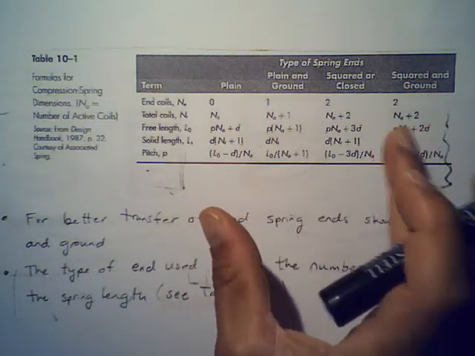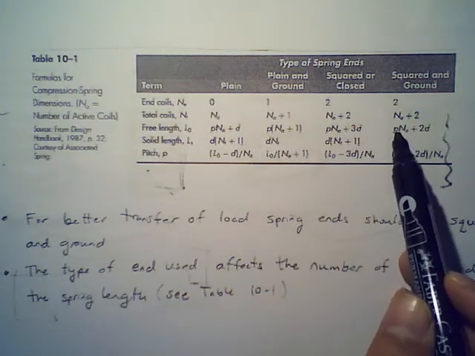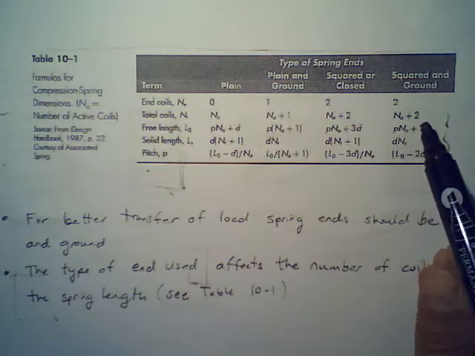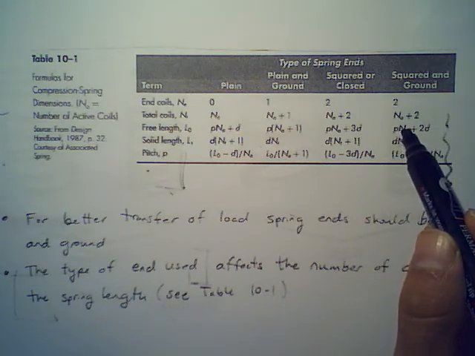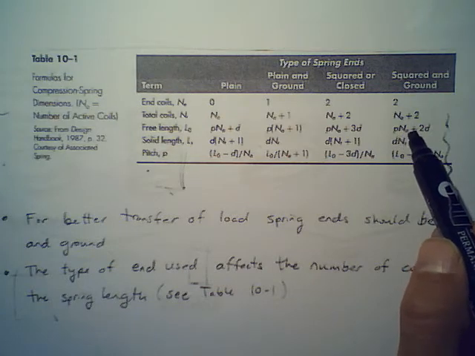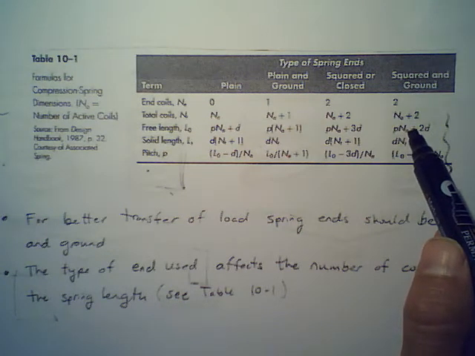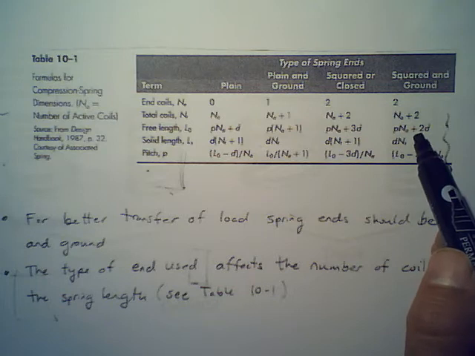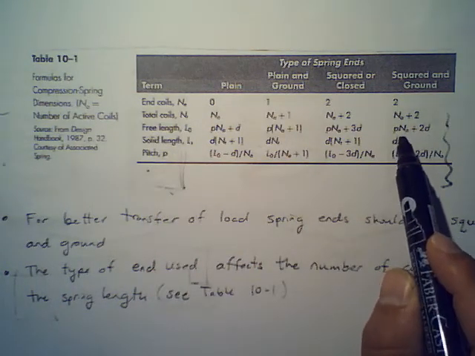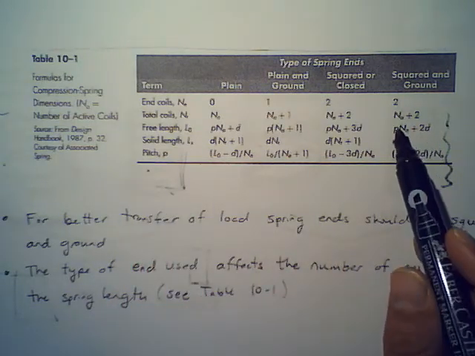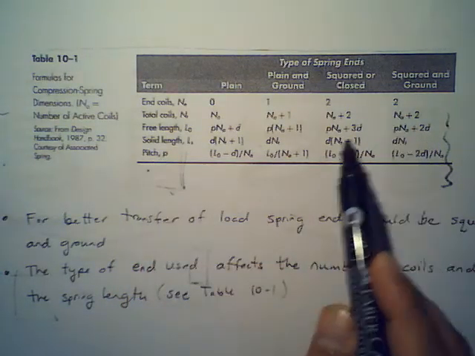So if you measure it and get that free length, and you go on here, you would know the diameter of the wire. P is going to be the pitch of that spring. You can find the number of active coils, and you need the number of active coils in order to calculate the stiffness of the spring. From this column, if you have the free length, you can get the number of active coils, and also the pitch, which is here.